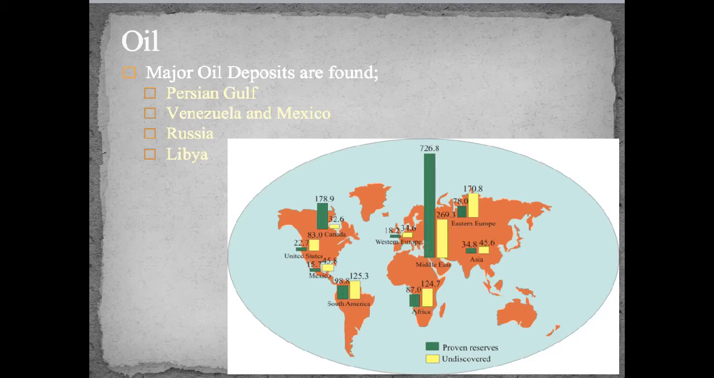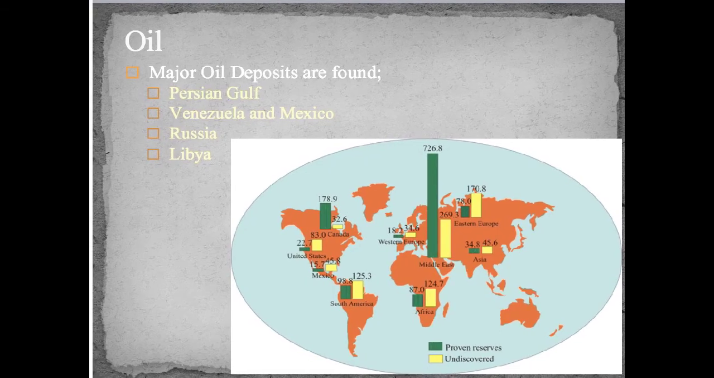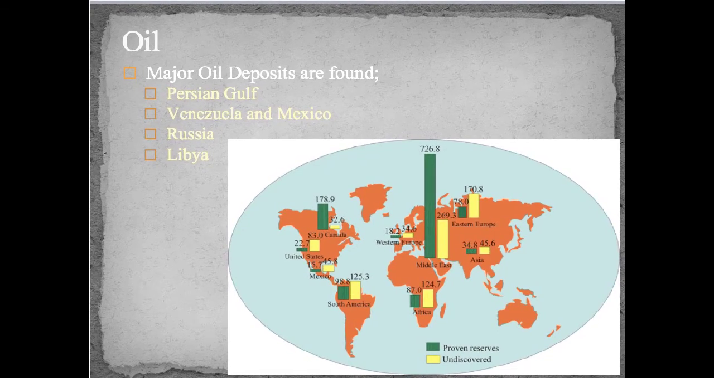Yep, you can see right here in the Middle East. Green is proven reserves, and yellow is the undiscovered estimates where there might be. After the Middle East, where do you see the next largest?